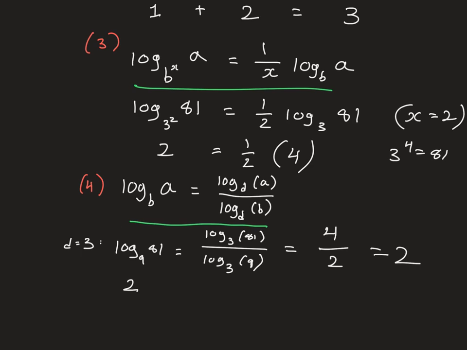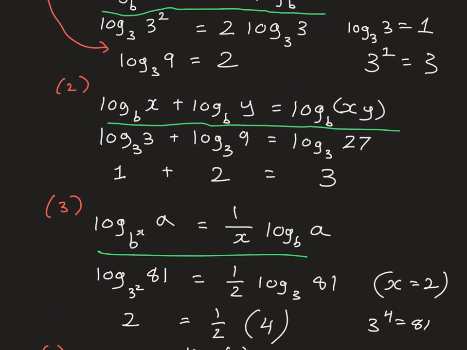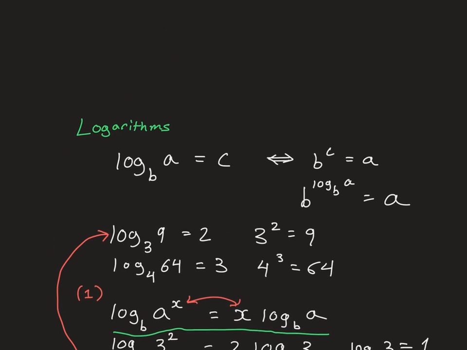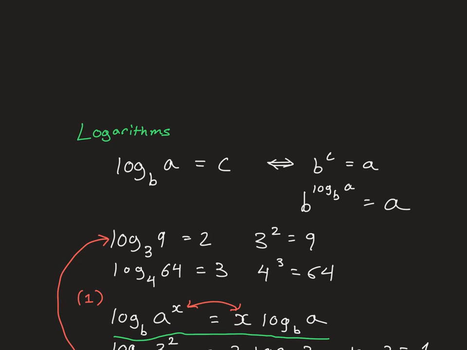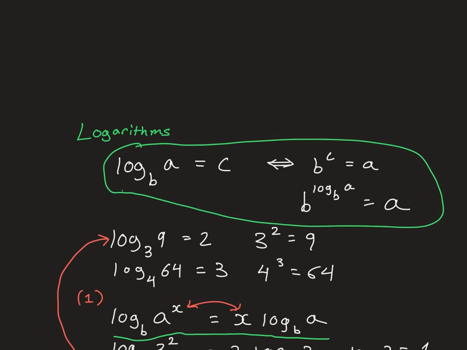So these are 4 of the main properties of logarithms, and they can all be proved using the definition of a logarithm, which is up here. This definition is very important, and using this definition you can come up with all the theorems regarding logarithms. So if you want to see the proofs for all these properties of logarithms, that will be in a separate video.